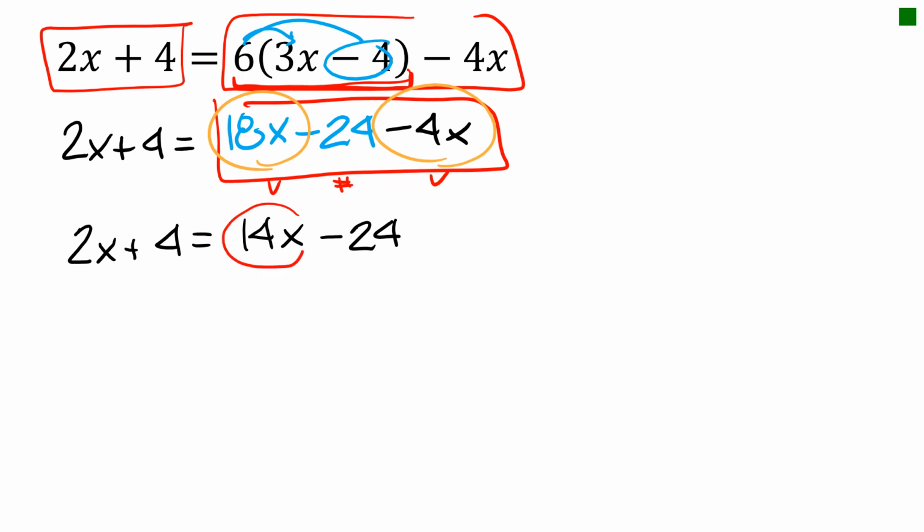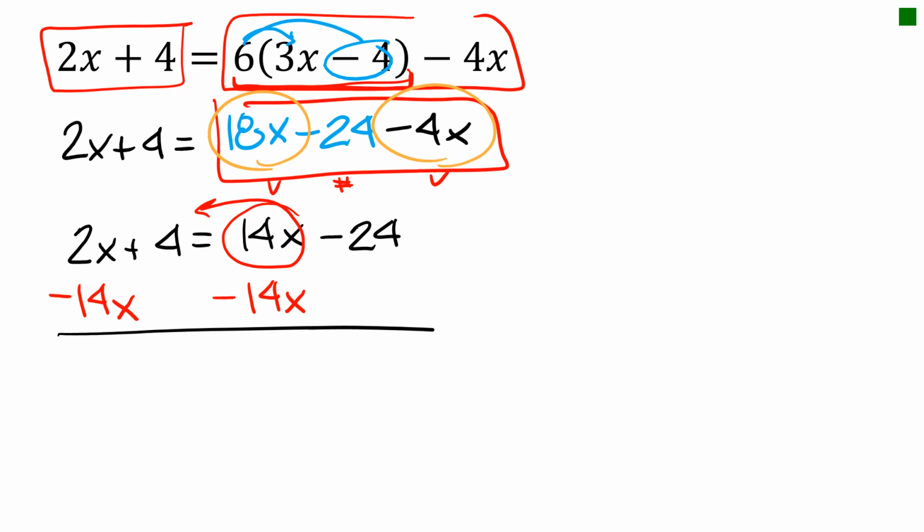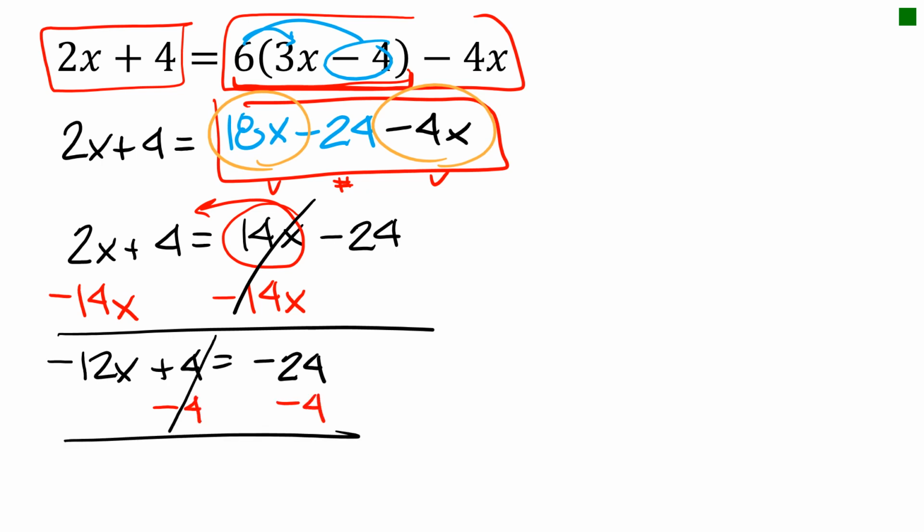Need to move this 14x from the right-hand side to the left-hand side. Going to do that by subtracting 14x. Over here on the left, 2 minus 14 is negative 12x. I still have plus 4. Those cancel, so it equals negative 24. Down to that two-step equation, I'm going to get rid of a plus 4 by subtracting 4. Those cancel. Negative 12x equals negative 28.